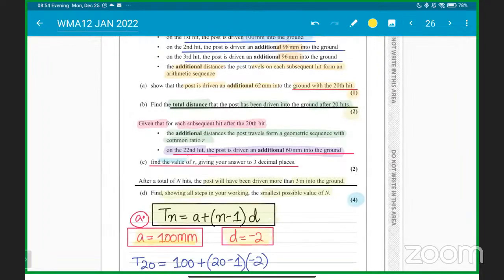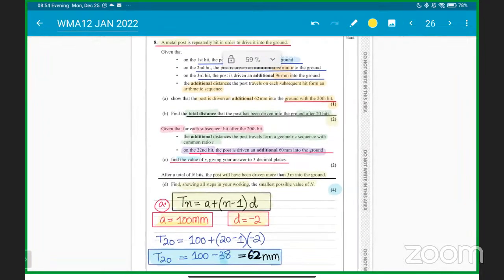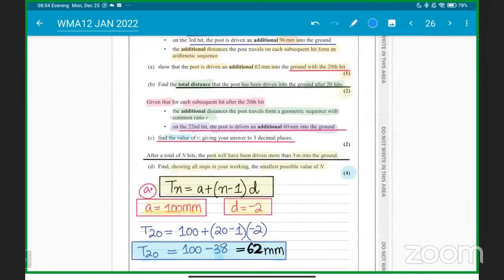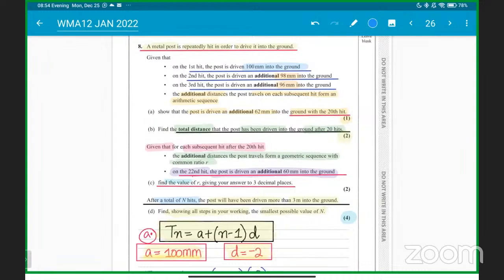Because they are treating the question as a whole, they are telling us it's a total of n hits. Total of n hits means that we have to start from the 0 until the 20th hit, which was arithmetic, and after the 20th hit it formed a geometric sequence, and we have to find the smallest value of n, how many hits we need. The post will have been driven by more than 3 meters into the ground, which means they're asking for the sum.